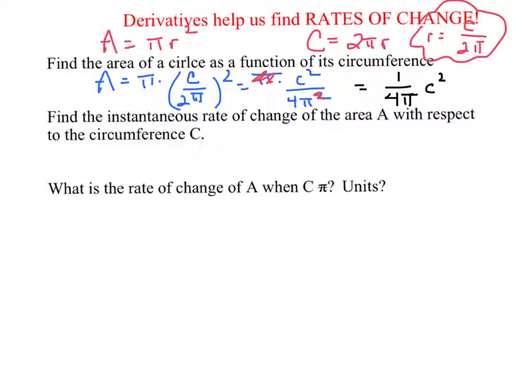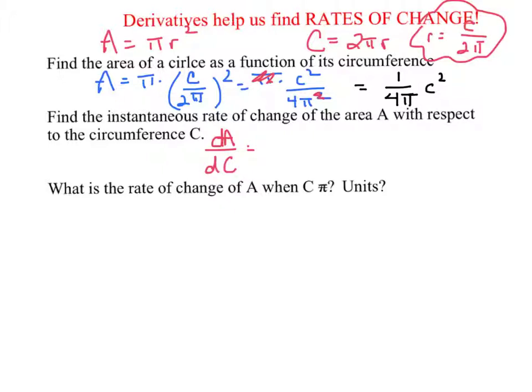The reason I'm going to do that is it's a little easier to see that it's not going to be necessary to use quotient rule, because the denominator, this 4 pi, is just a constant. So I just pulled it right out. Find the instantaneous rate of change for area. So again, we're talking derivative. So dA/dC.